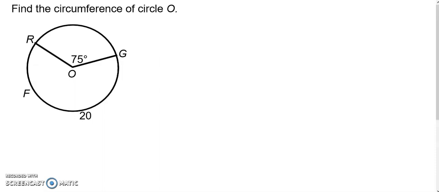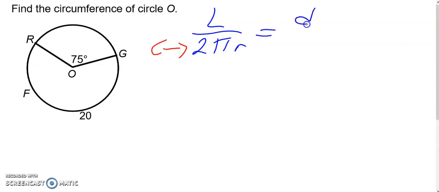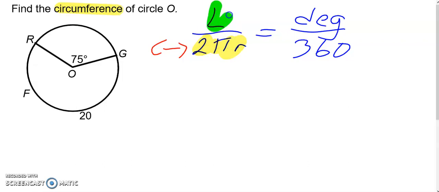So we can still use, believe it or not, the arc length formula. We can use arc length because we've got an arc length. So arc length equals 2 pi r, and 2 pi r is what we are looking for. This is the circumference of the circle, and that's going to equal degrees over 360. So we are looking for this whole thing, circumference. L is the length of an arc, and degrees is the degrees.